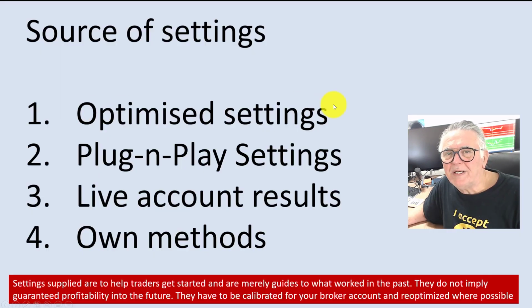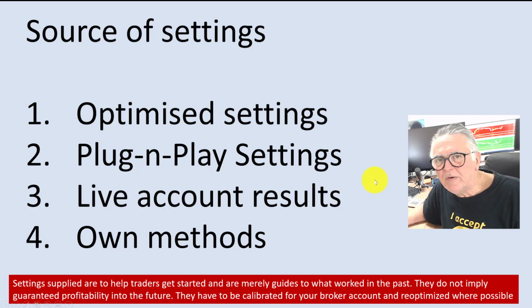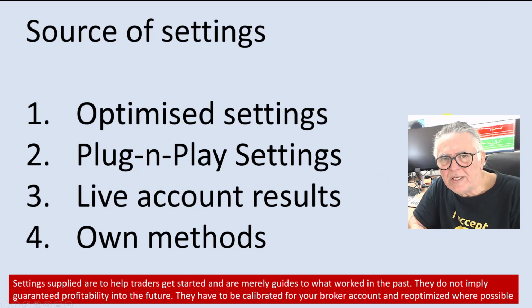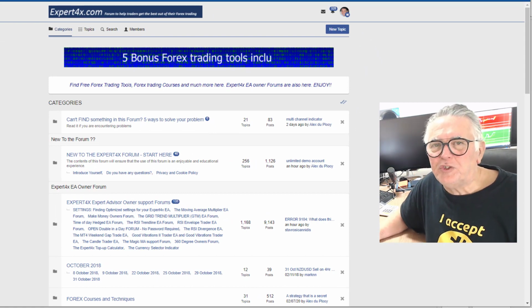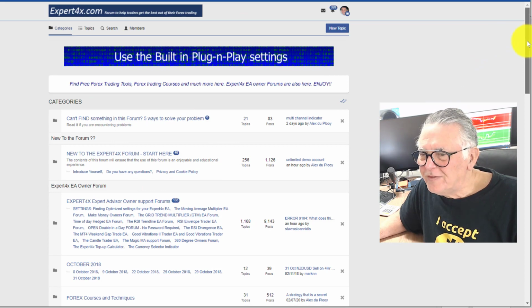Okay, so we've covered optimized settings, we've covered plug and play settings. Now we've got live account settings. As I've mentioned before, we do trade a number of live accounts. Let me show you where those are, and they all contain settings of their own. So the live accounts can be found on our free forum. You just join the forum and you've got access to those.